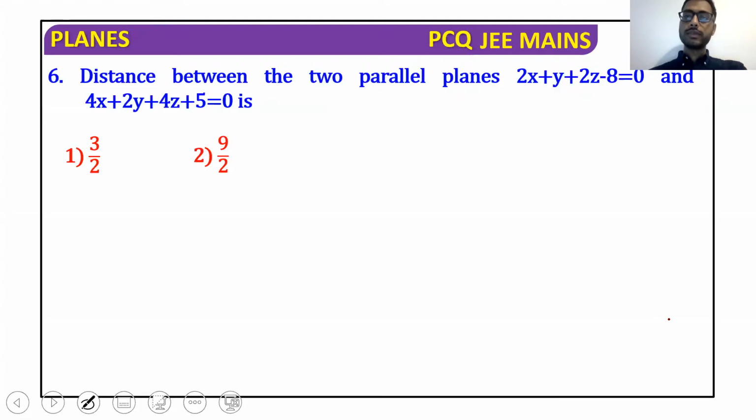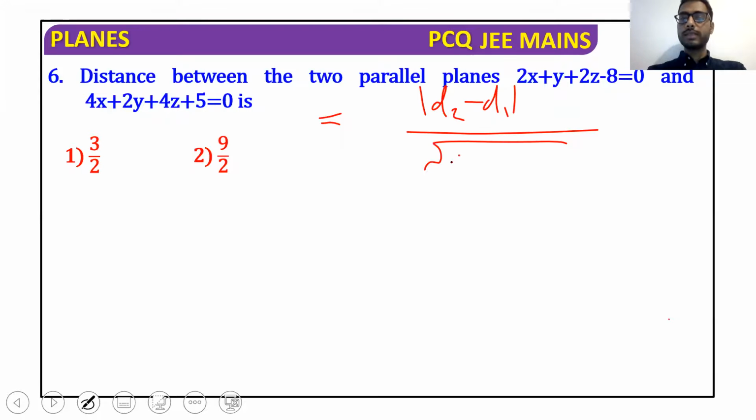The distance between the two parallel planes, this and this, is question mark. So simple, we directly have a formula, like we can find the distance between two parallel lines using C2 minus C1 under root of A square plus B square. We can use over here D2 minus D1 under root of A square plus B square plus C square.